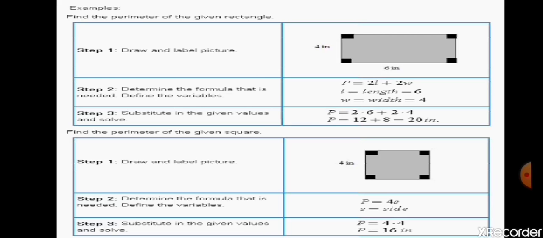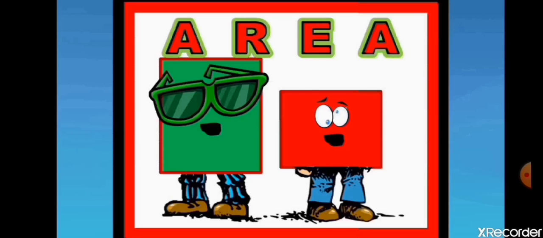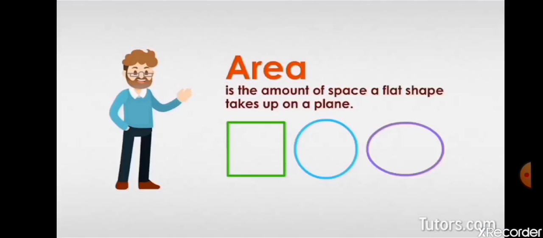Now our next topic is area. Area is the amount of space a flat shape takes up on a plane. Area occupies the space, and perimeter is only the length.